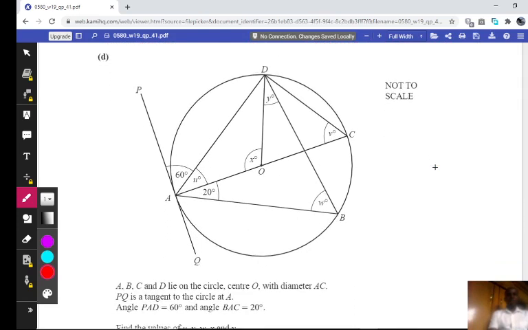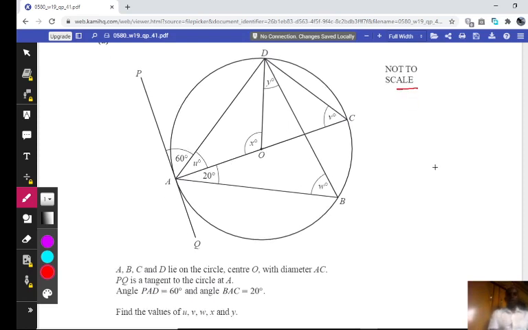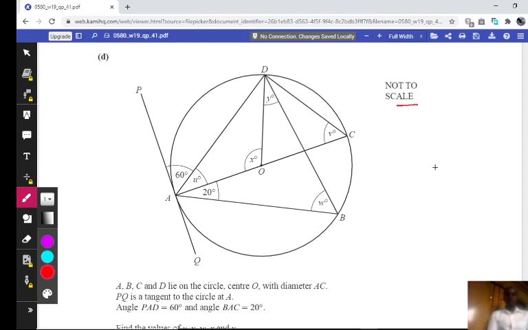Right, next question, part D. Please take note, it's not to scale here. Otherwise, you start measuring using a protractor. No. It's saying A, B, C, and D lie on the circle, center O, with diameter AC. So AC is the diameter.